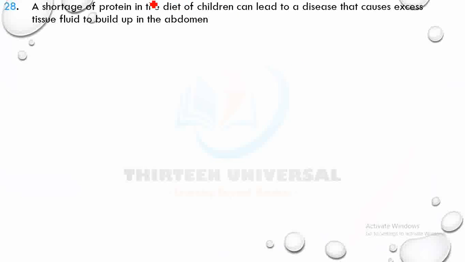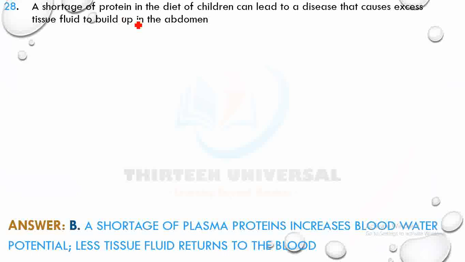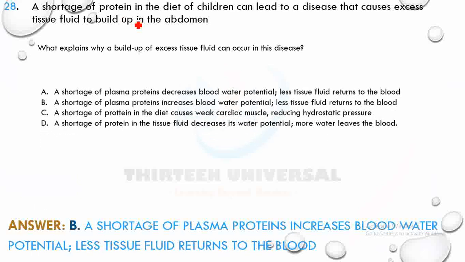A shortage of protein in the diet of children can lead to a disease that causes excess tissue fluid to build up in the abdomen. Okay, sorry, the slideshow is long here. So, what explains why a build-up of excessive fluid can occur in this tissue? So, we'll show the answer. Okay, why is B the answer? Okay, why is A wrong?